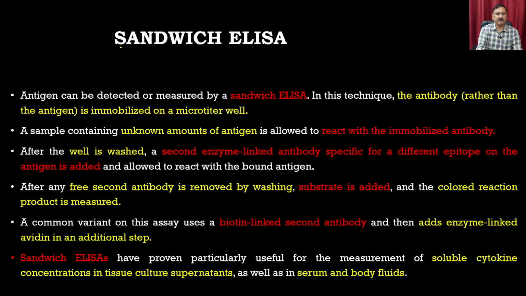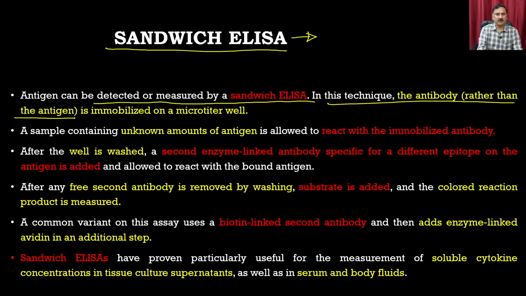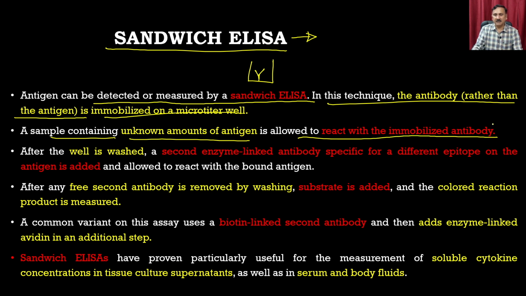Then we also have the sandwich ELISA. The purpose of the sandwich ELISA is to measure the level of antigen. In this technique, the antibody rather than the antigen is immobilized onto a microtiter plate. So basically you have a microtiter plate on which you immobilize the antibody, which is called the capture antibody. A sample containing an unknown amount of antigen is allowed to react with the immobilized antibody, and remember this immobilized antibody is called the capture antibody.